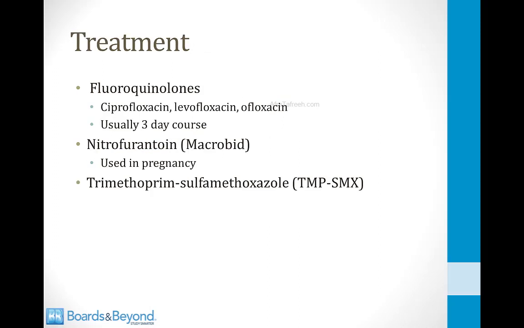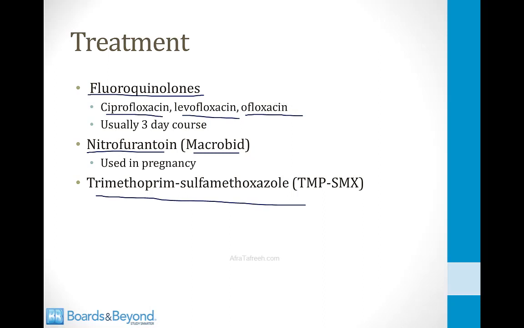The mainstay of treating UTIs is with fluoroquinolone. So these are antibiotics like ciprofloxacin, levofloxacin, and ofloxacin. Usually a simple 3-day course will clear out the bug. In pregnant women, nitrofurantoin, which is also called Macrobid, is often used because it's safe in pregnancy. And then another drug you can use is trimethoprim-sulfamethoxazole. This is called TMP-SMX. This used to be used a lot before fluoroquinolones came along, but the fluoroquinolones have less side effects, and most people will reach for one of these if they see someone with a UTI.